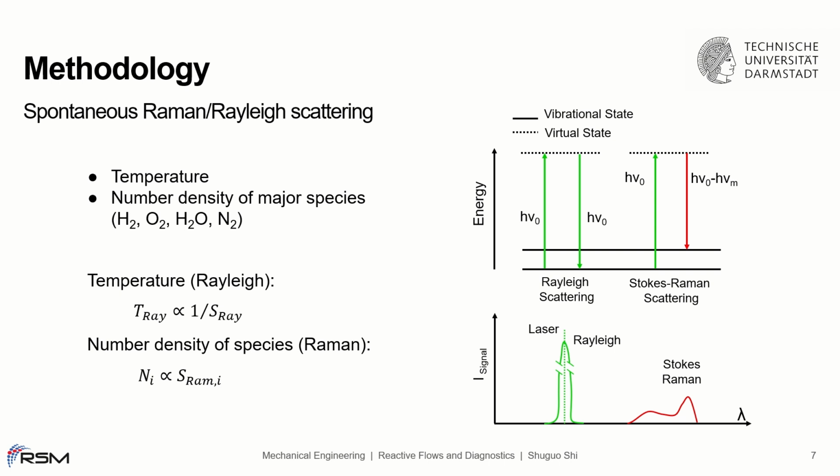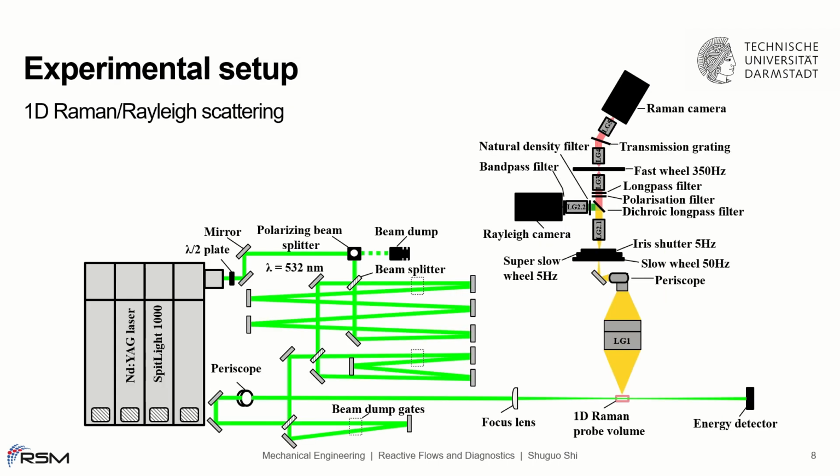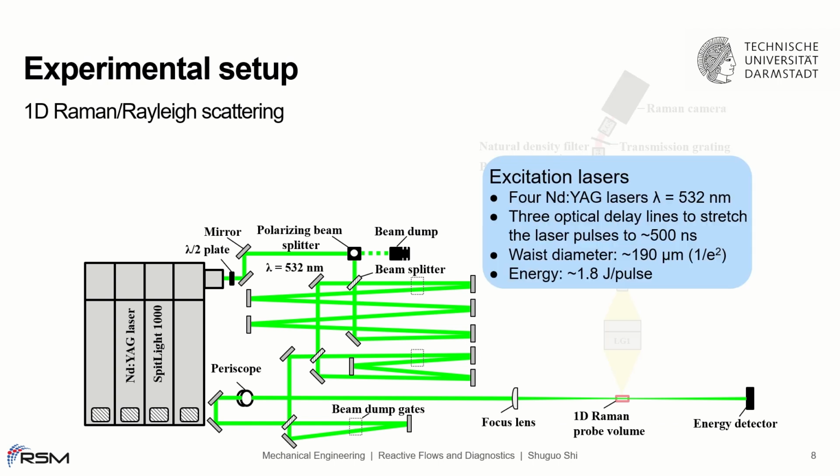Theoretically, the Rayleigh temperature is inversely proportional to the Rayleigh signal, and the species number density is proportional to the Raman signal. The experimental setup of the 1D Raman-Rayleigh scattering system is shown in this slide. The excitation lasers are shown on the left side, which include 4 frequency-doubled Nd:YAG lasers operating at 5 Hz. 3 optical delay lines were used to stretch the laser pulse to avoid optical breakdown. The combined laser beam was then focused into the probe volume with a waist diameter of 190 micrometers and a total energy of 1.8 joule per pulse.